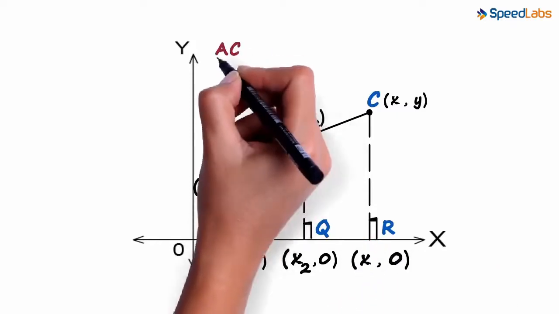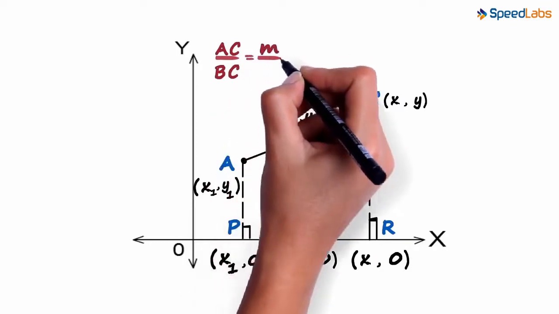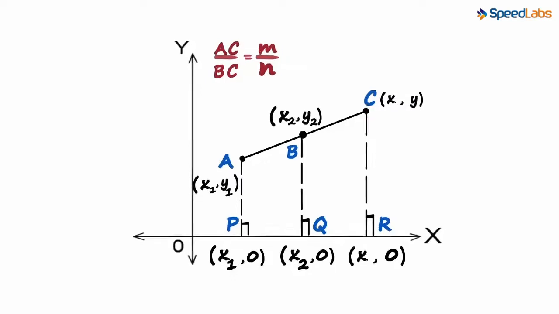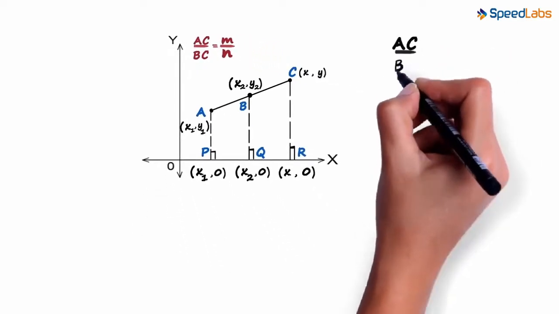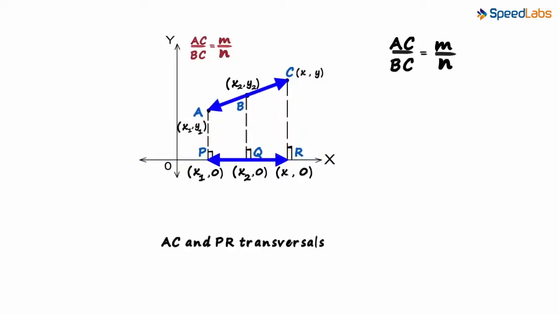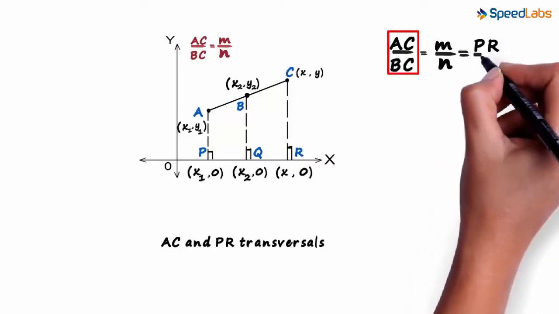We know that AC upon BC is m:n. So with this information, we need to find the coordinates of point C. The ratio AC by BC is m:n. As all 3 lines are perpendicular to the x-axis, they would be parallel to each other. AC and PR are transversals to those 3 parallel lines. So according to the theorem of intercepts made by 2 transversals with 3 parallel lines, we can say that AC by BC is also equal to PR by QR.